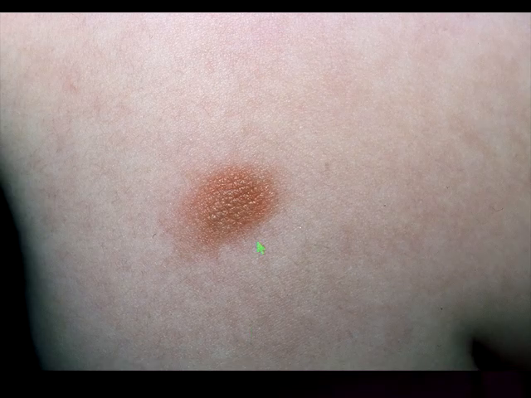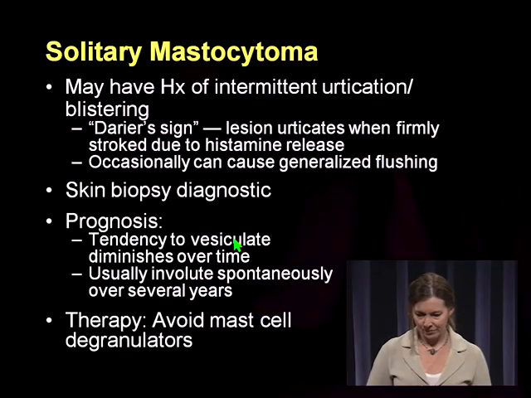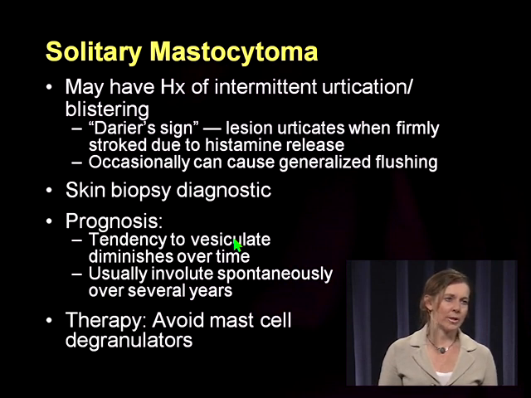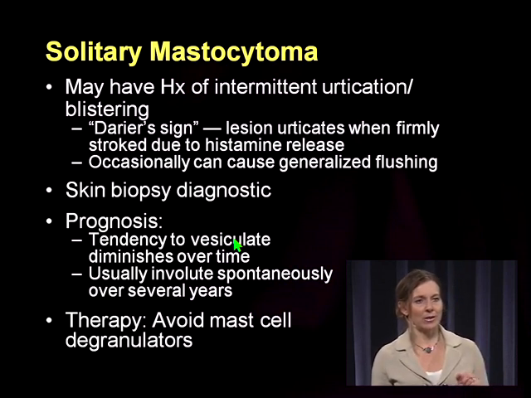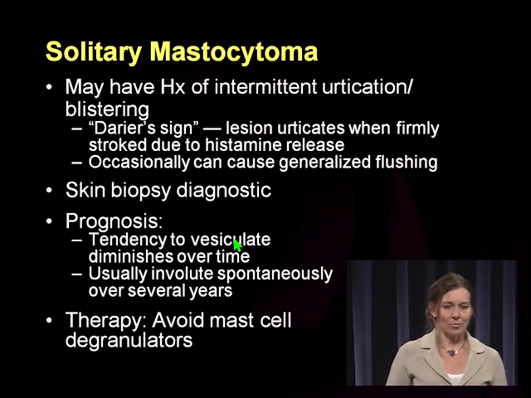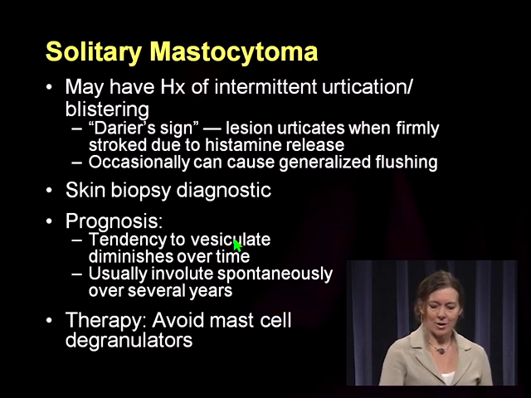So this is an example of a solitary mastocytoma. You can see it doesn't have real well-defined borders, which is one helpful tip. You can see it's kind of an orange-brown color in this fair-skinned patient. And I think the most helpful thing is looking at the texture of the skin, which has that orange peel texture to it. The history can also be helpful. If the parent comes in and says that this lesion intermittently becomes more red, more swollen, it itches more, even blisters, that should really raise your alert for the possibility that that's a mastocytoma. But again, if you're not comfortable with your clinical diagnosis, you certainly could do a skin biopsy, which could be confirmatory.